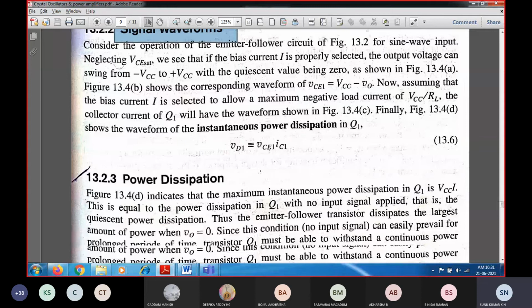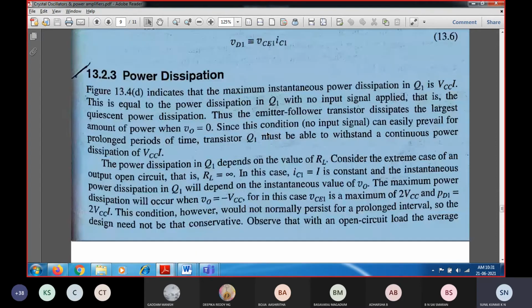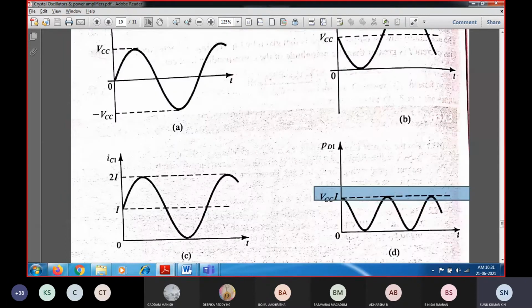So now we will go to the power dissipation factor. We need to find out how much the power dissipation is. This is instantaneous power dissipation, so we need to find out the total power dissipation because of the AC as well as DC. This is the maximum instantaneous power dissipation, which is given by VCC into I. So you can see what the maximum power dissipation is. The maximum power dissipation will be equal to what? VCC into I.